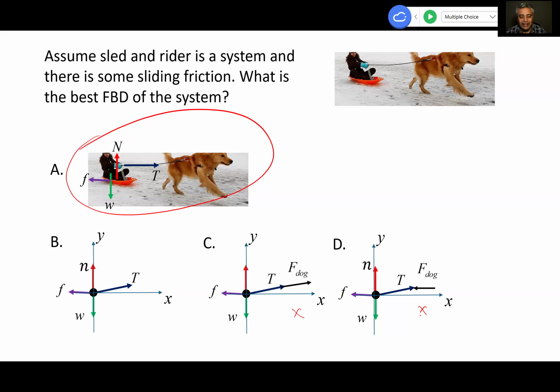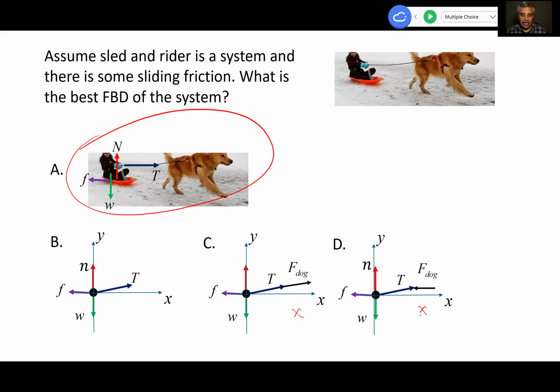Because the dog is not pulling the sled. Ooh, how could you say that, Ramesh? It's the dog that's pulling the sled. That's what we have heard. That's what we say. But that's what we have to be careful about. The dog is not touching the sled. It's the rope that's touching the sled. So without touching, the dog cannot apply force on the sled. Instead, what's happening? The dog is pulling the rope and the rope is pulling the sled. So that's the difference there. So that's why these cannot be the correct answer.